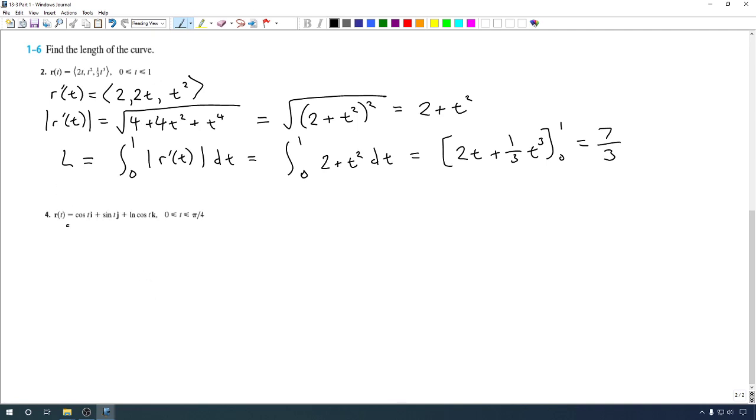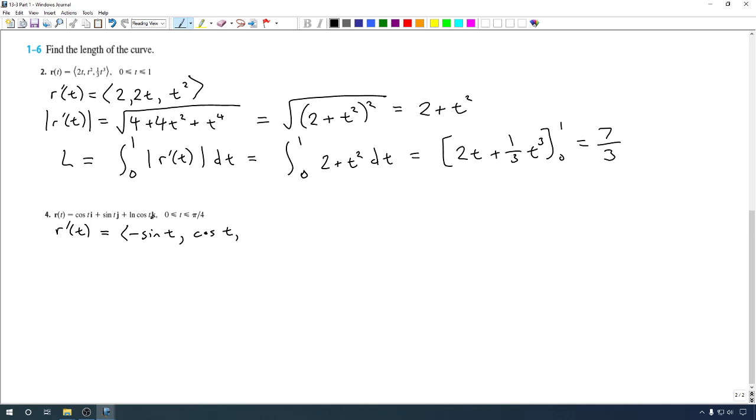Let's do another curve. This time it uses some trig, but the process is going to be the same. It's just going to be a little bit more effort to actually compute all that we need to compute. So again, we start with the derivative. The derivative of cosine is negative sine. I'm just going to go ahead and use angle brackets here. The derivative of sine is cosine.